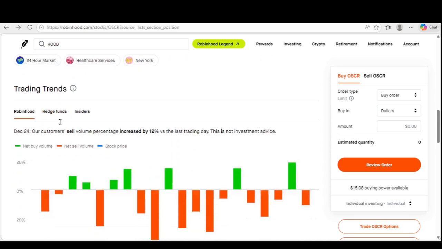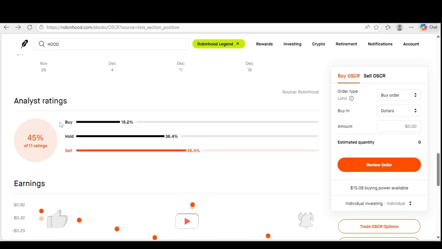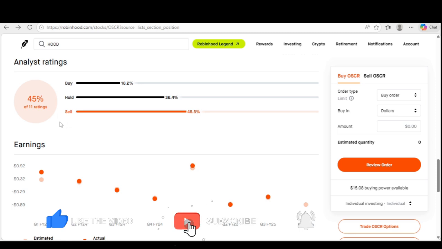Now let's jump into one more thing that's going to help us evaluate whether the stock is undervalued, overvalued, or fairly valued. What we're going to do now is jump into the analyst ratings. What the analysts do is give a projected price of the stock in a couple of months or a couple of years. And based on that price, they tell us whether the company is a buy, a hold, or a sell. Based on Oscar, they're saying out of 11 ratings, 45% is saying Oscar is a sell. So they're recommending that you sell the stock at this current price.